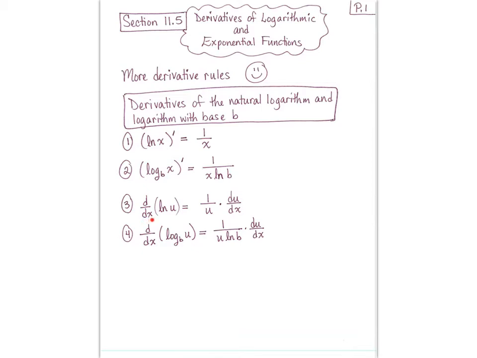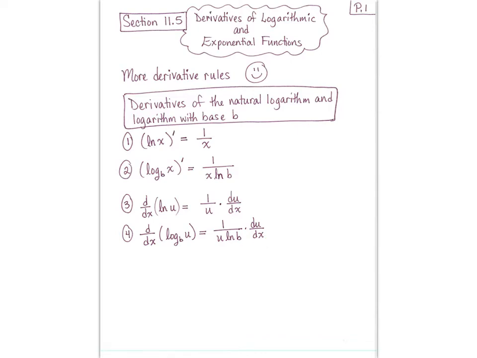This is just using Leibniz notation instead of prime notation. The derivative with respect to x of the natural log of u is equal to 1 over u times the derivative of u with respect to x. This is just illustrating the chain rule, because whenever you're saying this is the natural log of u, I need to differentiate it with respect to x. Well, there is no x here. So we first have to differentiate this with respect to u, which is 1 over u, and then multiply that by du over dx. So the derivative with respect to x of log of u base b is equal to 1 divided by u times the natural log of b times the derivative of u with respect to x. All right, those are our rules.